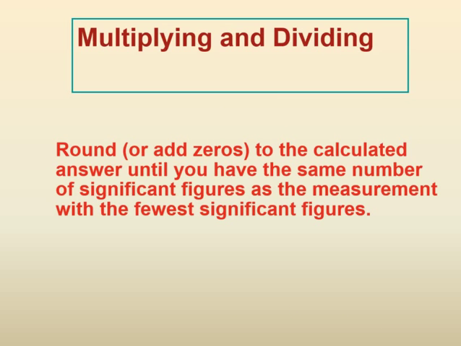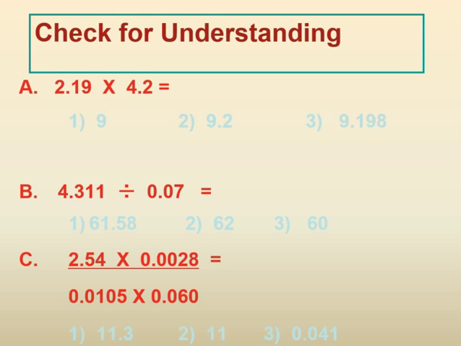Now here are your rules for multiplying and dividing. You're going to round or add zeros to a calculated answer until you have the same number of significant figures as the measurement with the fewest significant figures. So we're not worried about the decimal place here. When we're multiplying and dividing, we worry about how many significant figures are present. All right. So pause the video and see if you can use that rule to select the correct answer for each of the following checks for understanding.